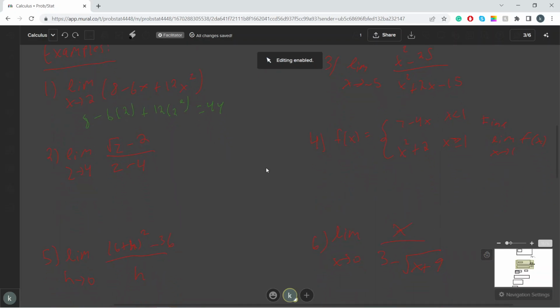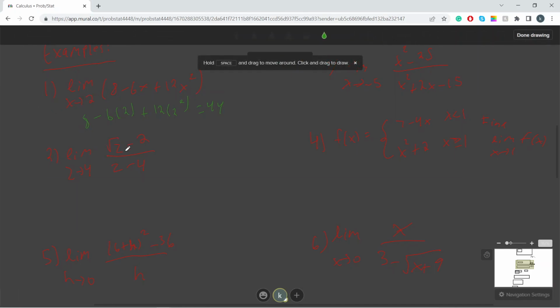Okay, so at problem 2, we want to take the limit as z approaches 4 of the square root of z minus 2 all divided by z minus 4. So let's try the approach we had in mind initially from problem 1. If we plugged 4 in, the numerator would be square root of 4 minus 2, which is 0, and the denominator would be 4 minus 4, which is 0. So you'll get a 0 over 0 scenario, and that's usually not a good outcome we want to have.